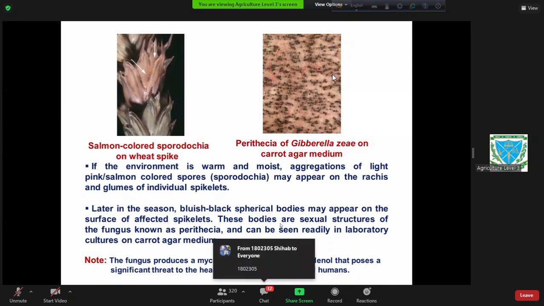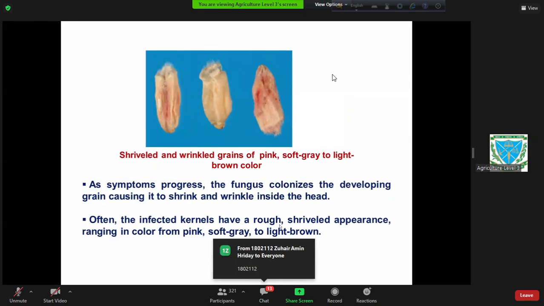Cellular toxin, very correct. See the shriveled and wrinkled grains of pink, soft gray to light brown color. Shriveled grain, pinkish color. You see? এটা কিন্তু একেবারে যখন ডিজিজ প্রগ্রেস হচ্ছে, the fungus can colonize. Colonize means সে সেখানে খাবার নেওয়া শুরু করে, তখনই সে এই গ্রেইনটা কুচকিয়ে যায় এবং wrinkle show করে. The infected kernel have rough shriveled appearance, ranging in color from pink, soft gray to light brown. You can notice.